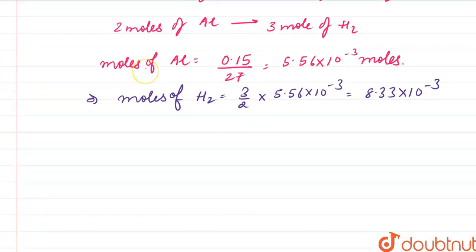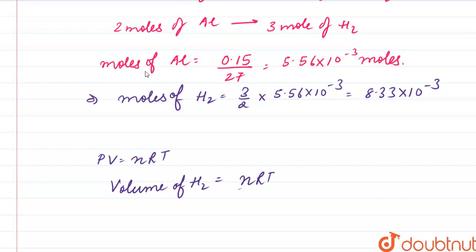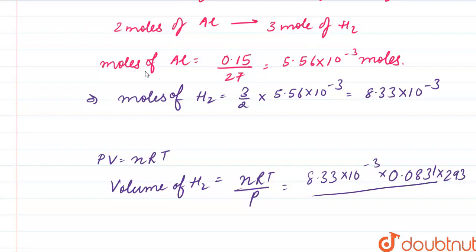Now we can actually find the volume of H2 by using PV equals nRT. That is, volume of H2 is equal to nRT by P. So substituting all the values, n is 8.33 into 10 raised to the power minus 3, into R is 0.0831, into T is 293, P is 1, which comes out to be 0.203 liters, and this is our answer.